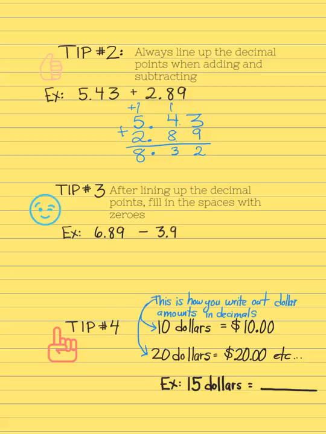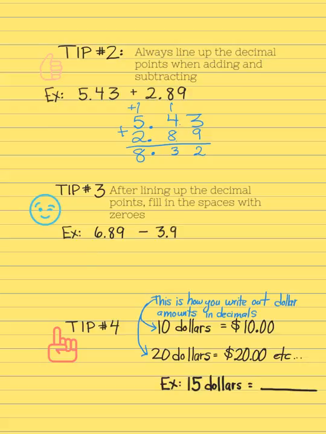Also, if you have a subtraction problem, the larger number needs to go on top. Okay, that's something you should know already. Okay, tip 3. After lining up the decimal points, fill in the spaces with zeros. So sometimes you might have a number like this where there's only 2 numbers versus a number like this where there's 3. So remember, you're going to fill that in with zeros.